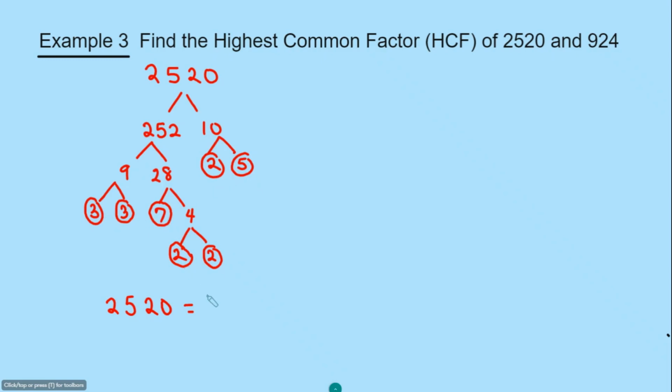So let's go. 2 times 2 times 2 here, times 3, times 3 here, times 5, and times 7. Good. Alright, so that's for 2520.